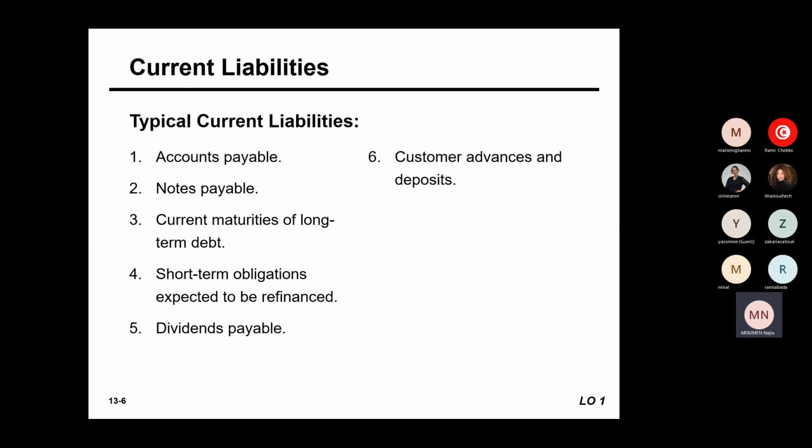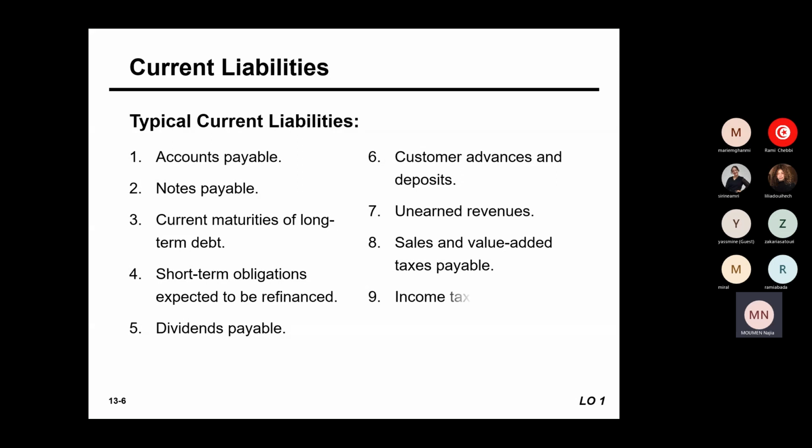If you have any dividends payable, of course, they are current liabilities. If you receive any customer advances and deposits, that's also a liability. If you have unearned revenues, remember that they are current liabilities. If you have any sales or value added taxes payable, or taxes and dividends, they are always current liabilities. As I said, income taxes are also current liabilities, and so are any other employee-related liabilities.